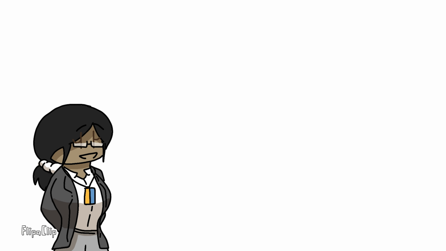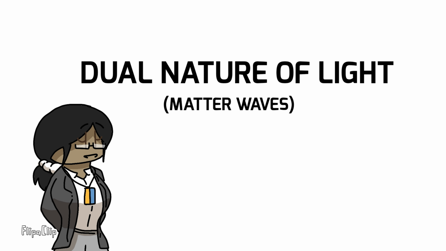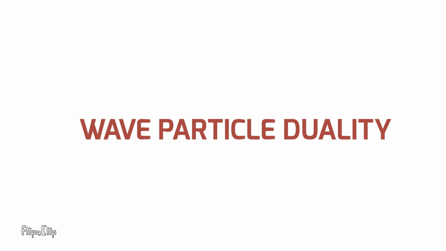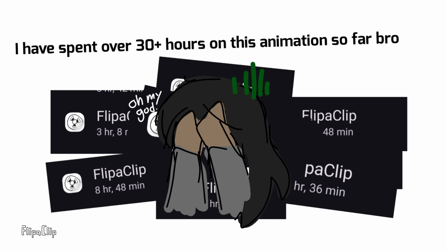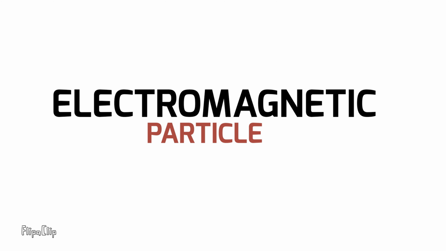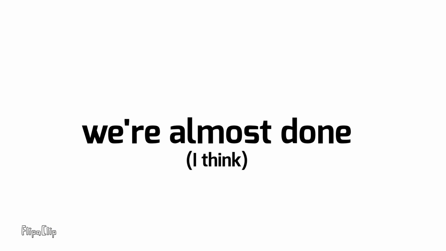Now, going back to the aforementioned concept of the dual nature of light or matter waves, electromagnetic waves can also be described as this as well, the wave-particle duality. And for the sake of my sanity and trying not to animate a 10-minute video, I'm only going to explain how electromagnetic radiation can be a particle. This dives into the quantum or atomic level, so stay with me here, all right?